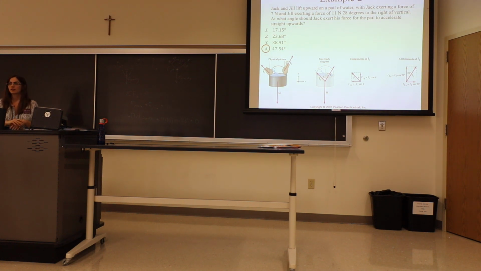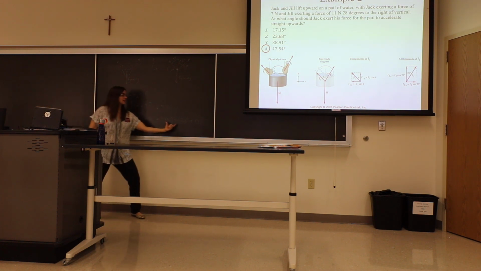Oh, so you did it like that. I did it and essentially got the same thing. I found Jill's x and y components. Her x component was 5.2, so I knew that Jack's x component would have to equal negative 5.2. Yep, you did the same thing, just in a different order.